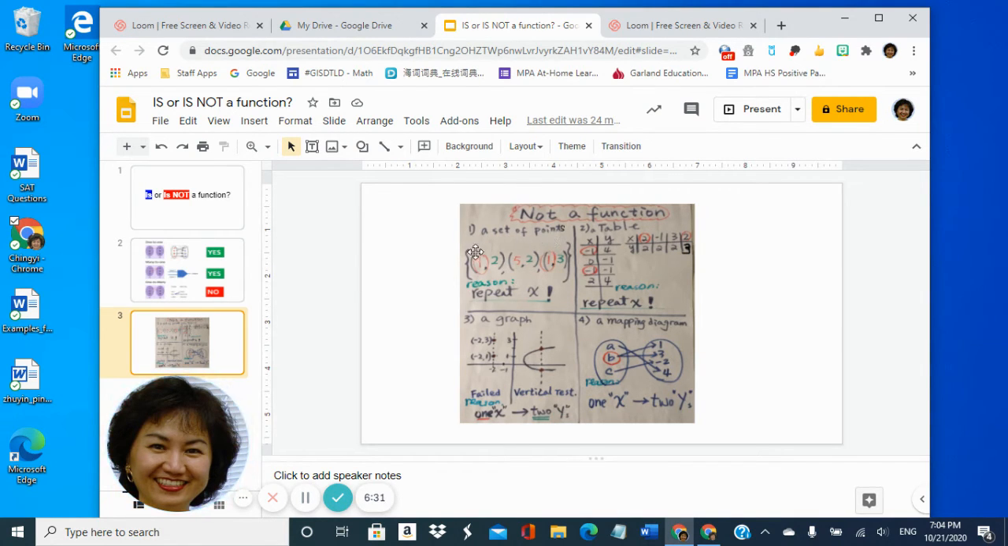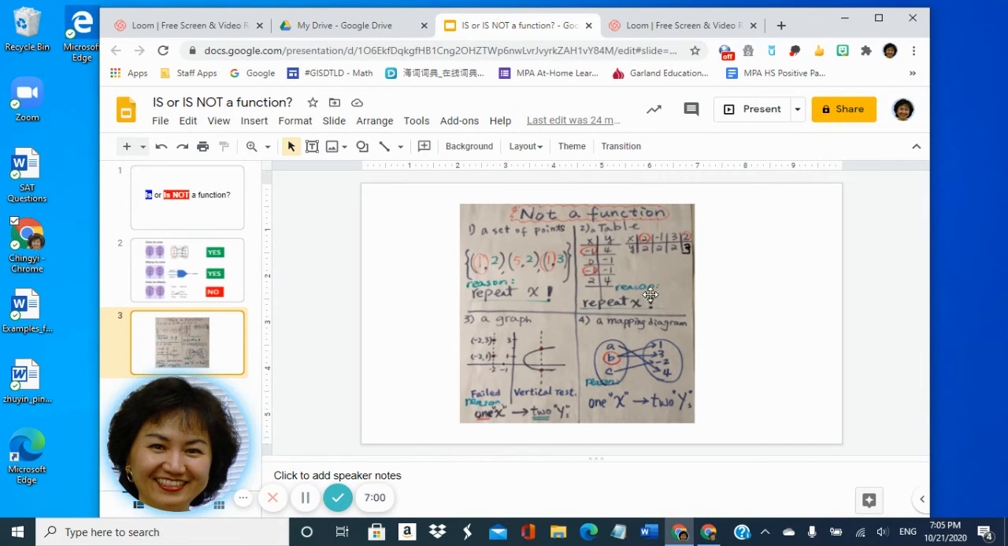Look at this first example. This is a set of points. We have 3 points here. You see this x is 1, and this x is also 1. 1 is repeated. But for this one, we have 2 come out. For this one, we have 3 come out. So we know this is not a function.